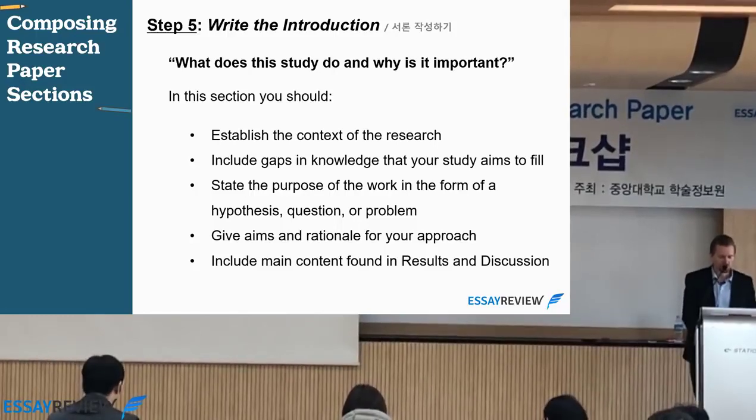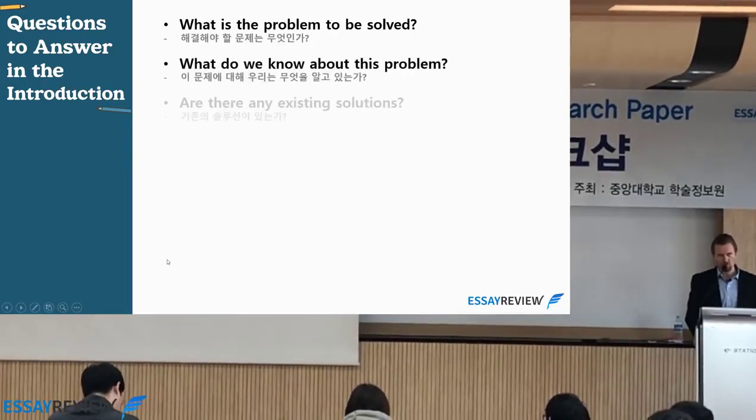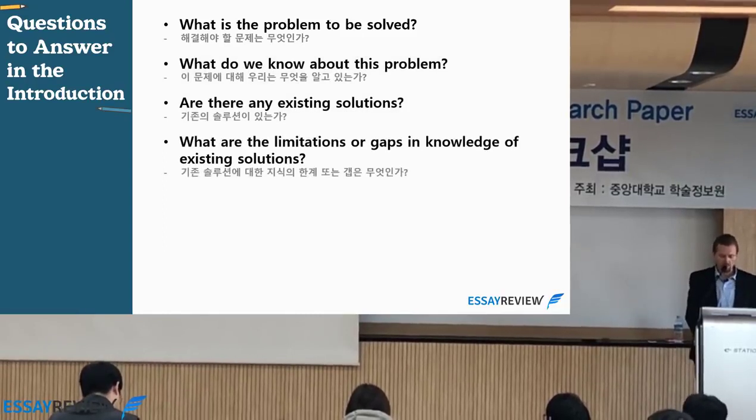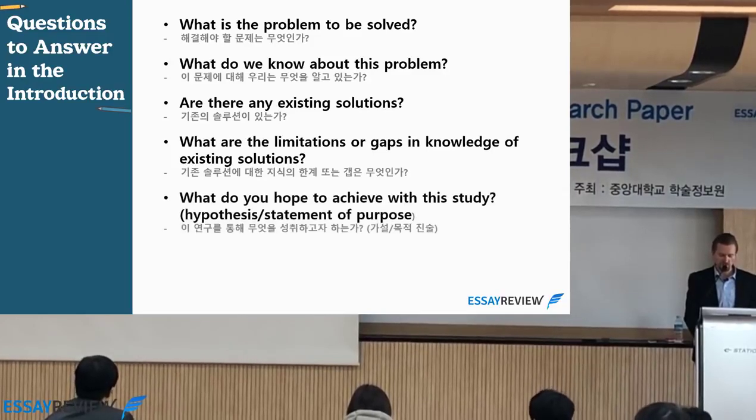Okay, so here are some questions. What's the problem being solved? What do we know about the problem? Are there existing solutions? What have other researchers shown that we can solve this problem? What are the limitations of these solutions? What's the problem with the current understanding? And your hypothesis: what do you want to do with this study?